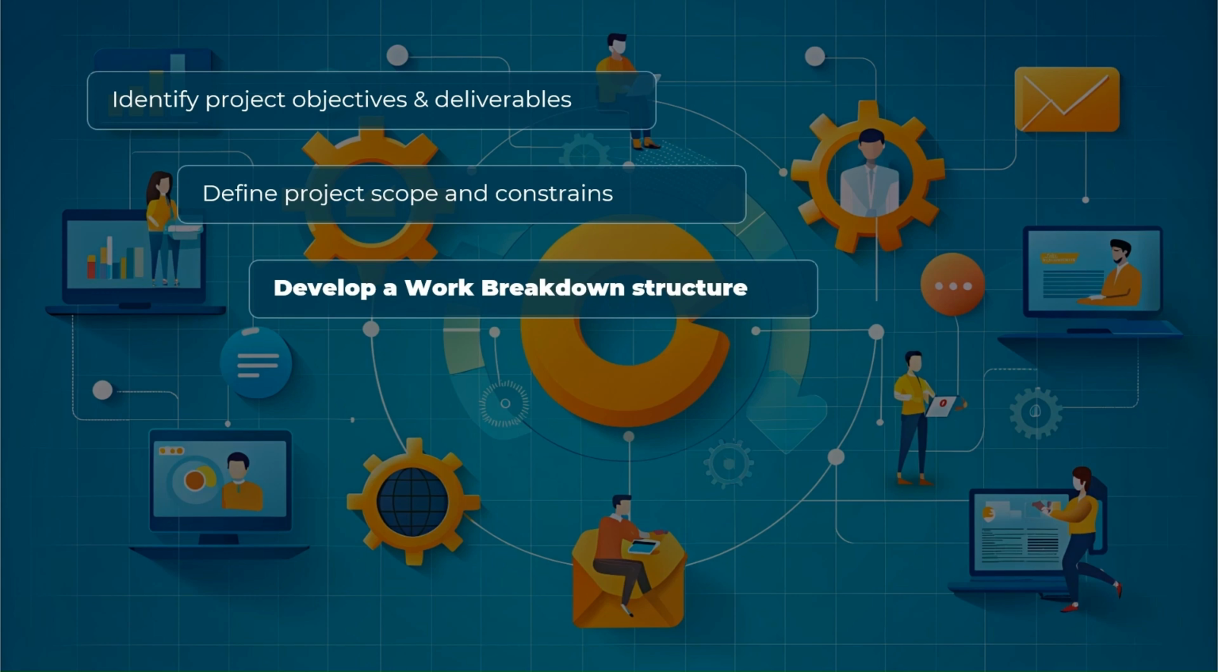Now, let's discuss developing a work breakdown structure. A work breakdown structure organizes the project's tasks into a hierarchy of deliverables and work packages. The WBS breaks down the project into manageable parts, allowing the team to understand the scope of work and allocate resources effectively. This structure helps organize tasks, assign responsibilities, and track progress.